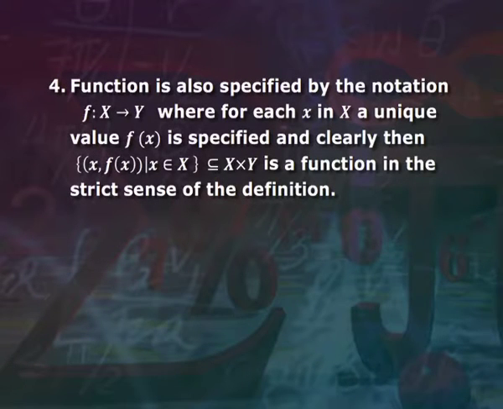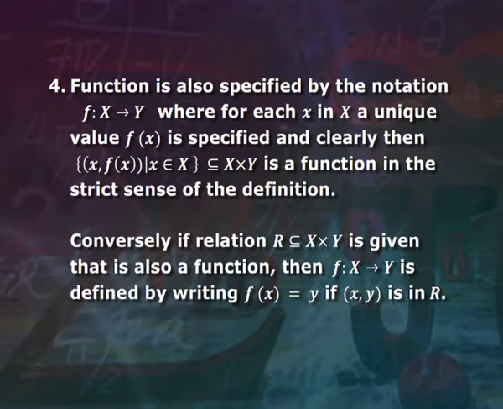4. A function is also specified by the notation f: X → Y, where for each x in X, a unique value f(x) is specified. And clearly, then the set of ordered pairs (x, f(x)) such that x is in X is a subset of X cross Y and is a function in the strict sense of the definition.